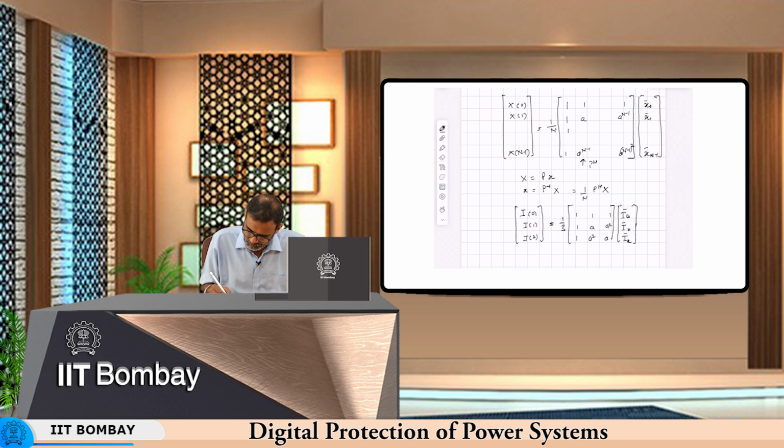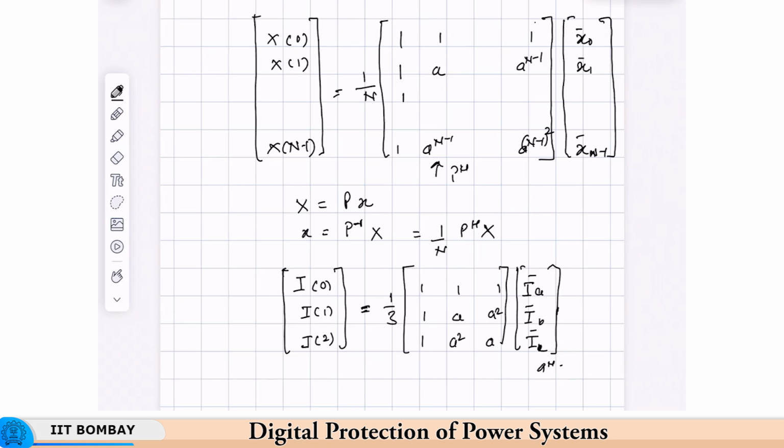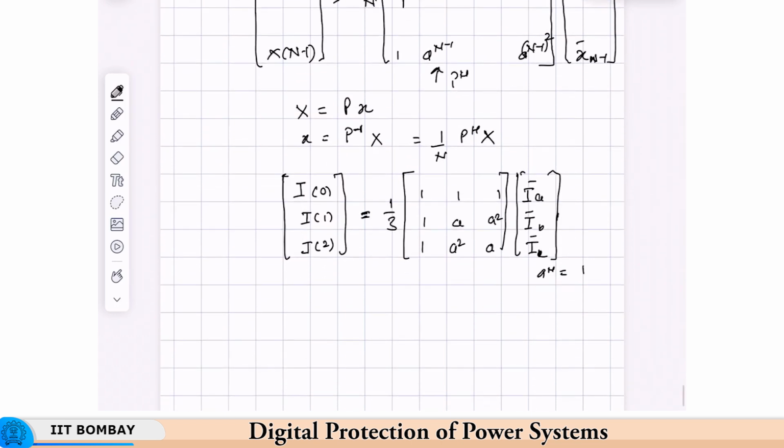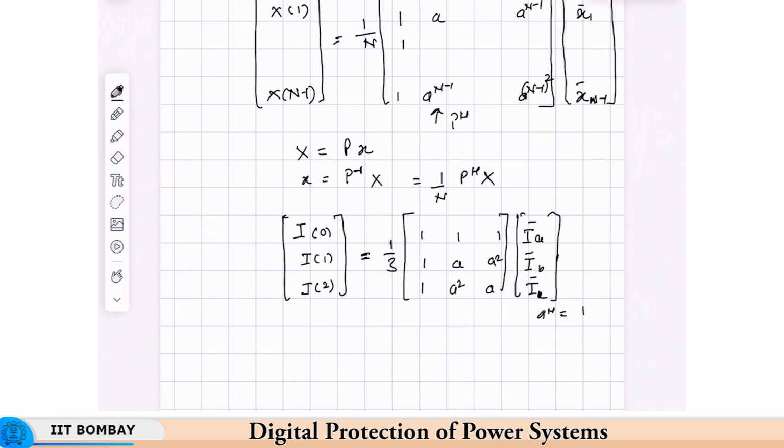Since the A raised to n is equal to 1, the calculation of A raised to n minus 1 simplifies significantly. So this is our familiar 3-phase symmetrical component expressed in the matrix form, and we are very familiar with it, and we just verified it, or rather cross verified it.